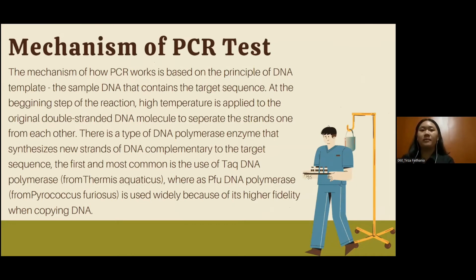Now I will present about the mechanism of the PCR test. The mechanism of how PCR works is based on the principle of a DNA template, the sample DNA that contains the target sequence. At the beginning step of the reaction, high temperature is applied to the original double-stranded DNA molecule to separate the strands from each other. There is a type of DNA polymerase enzyme that synthesizes new strands of DNA complementary to the target sequence. The first and most common is Taq DNA polymerase, whereas Pfu DNA polymerase is used widely because of its higher fidelity when copying DNA.